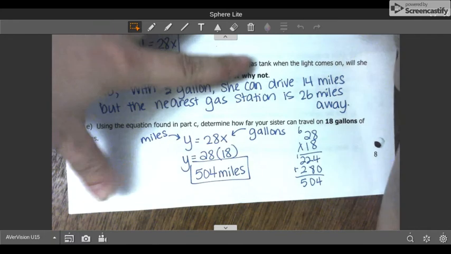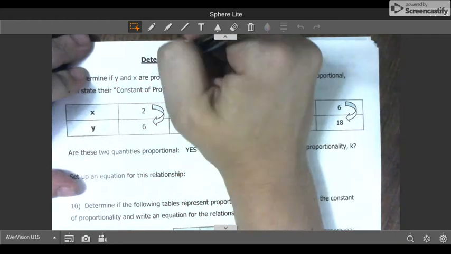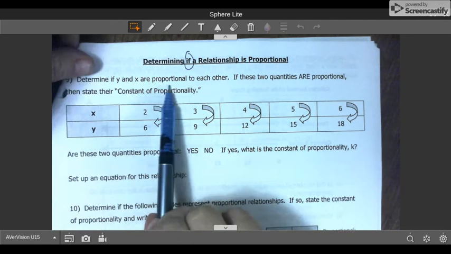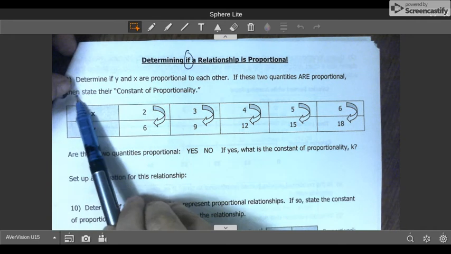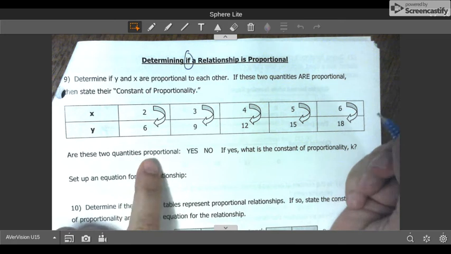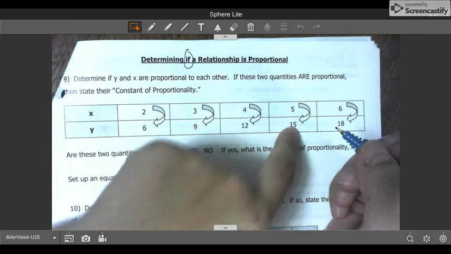All right, next page. Determining if a relationship is proportional. So that means some of these relationships are not going to be proportional. Number 9, determine if y and x are proportional to each other. If these two quantities are proportional, then state their constant of proportionality. So are these proportional? Well, in order to figure it out, I'm going to do each y divided by x and see if I get the same answer.